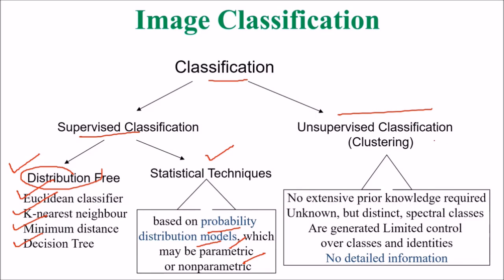Unsupervised classification, we also call it clustering. So we have no extensive prior knowledge. Okay, so we have spectral classes. They are unknown, but they are distinct, and these are generated with limited control over classes and identities, and no detailed information is available. So these are the methods you can use.